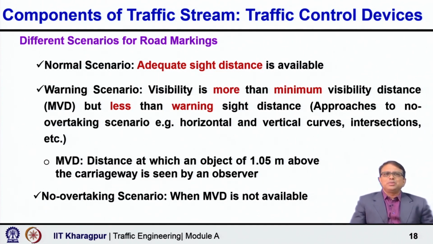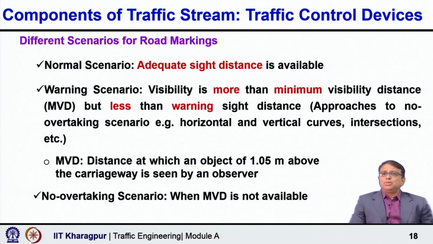What is the minimum visibility distance? It is the distance at which an object of 1.05 meter above the carriageway is seen by an observer. So, two persons at a certain distance, depending on the speed they are traveling, are able to see each other. That is, in essence, the way the MVD is established.